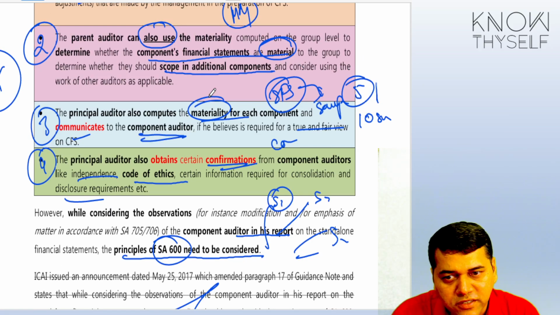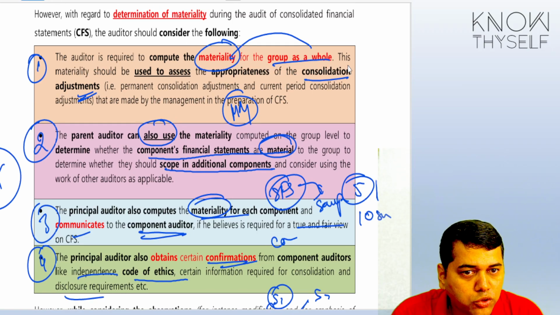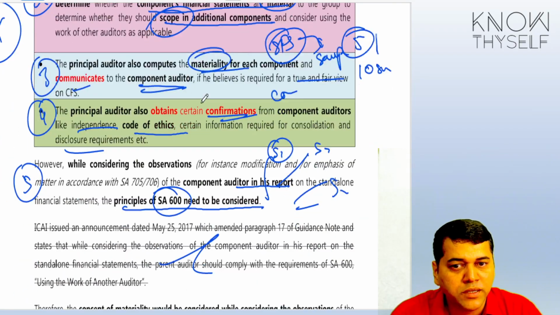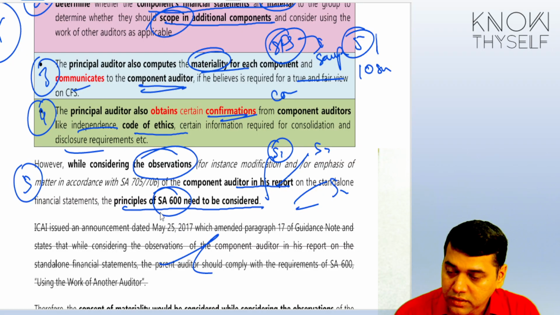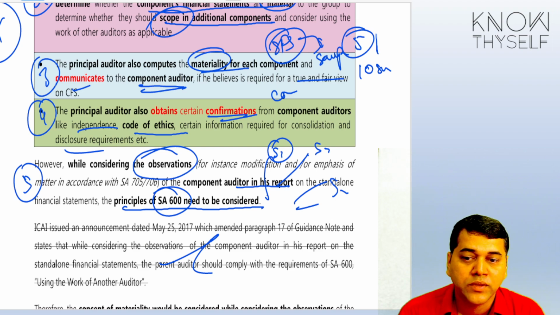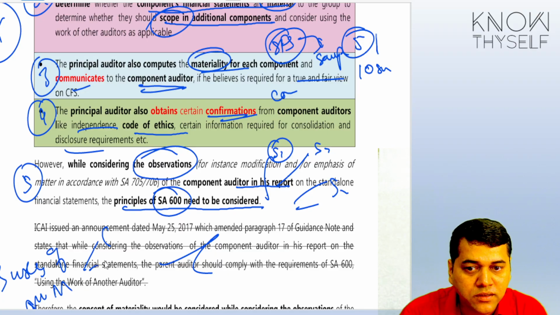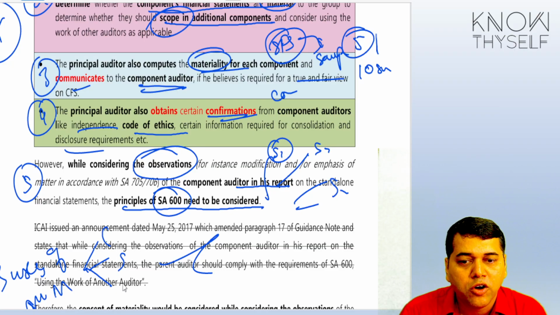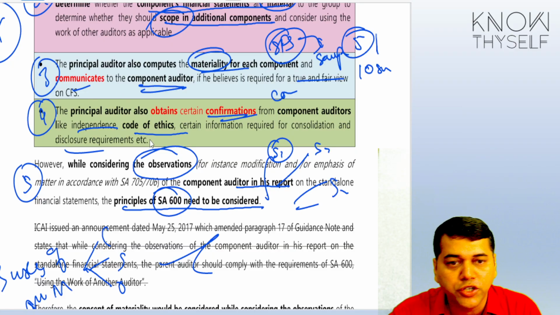Okay, so you can make this point number 5. Where are you going to use materiality? You are going to use it to look into consolidation adjustments. You are going to use it to scope the component financial statements. You are going to use it for considering the observations made by the component auditors. These are all the 3 uses of group materiality: consolidation adjustment, scoping of the components, and observations or modifications of the component auditors. Now, 2 other considerations are that you have to communicate them and you need to obtain confirmation from them.